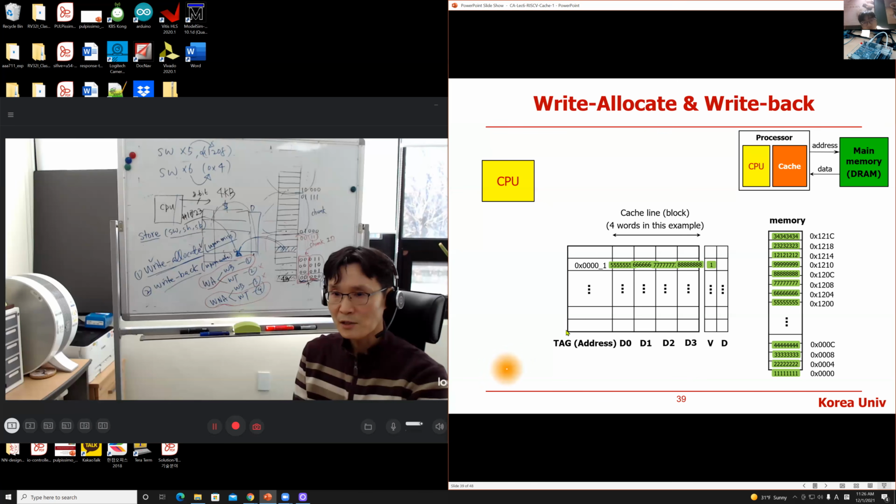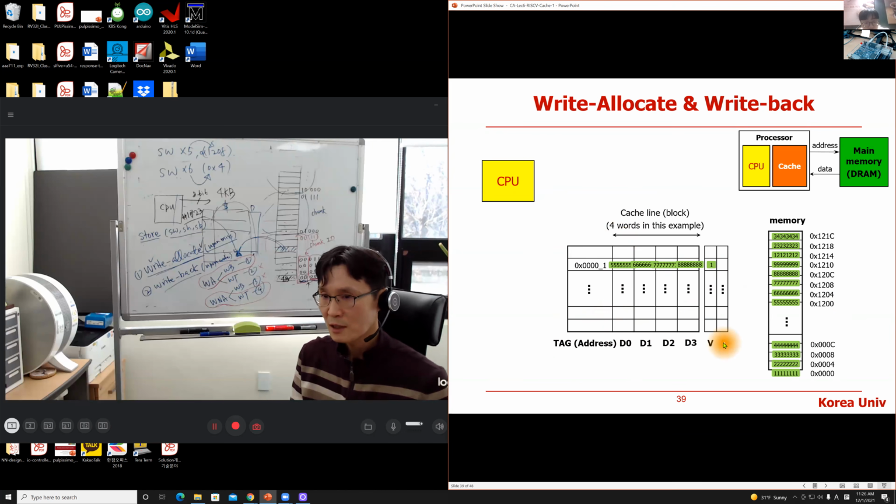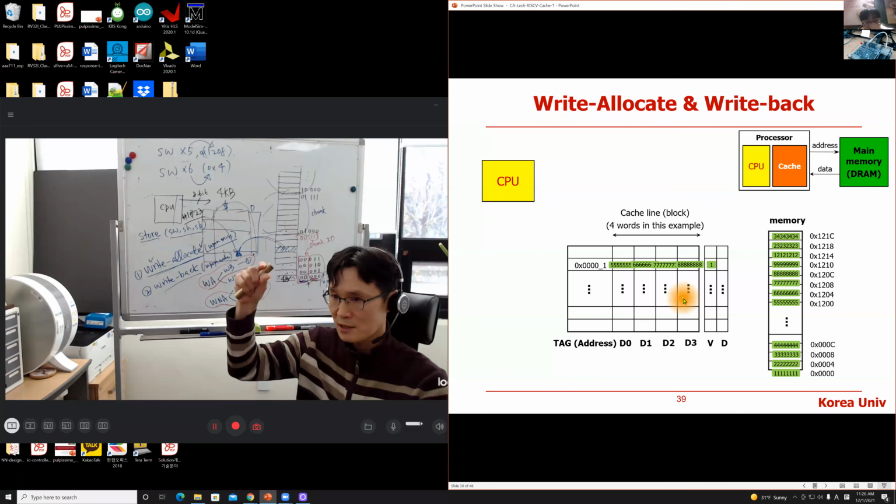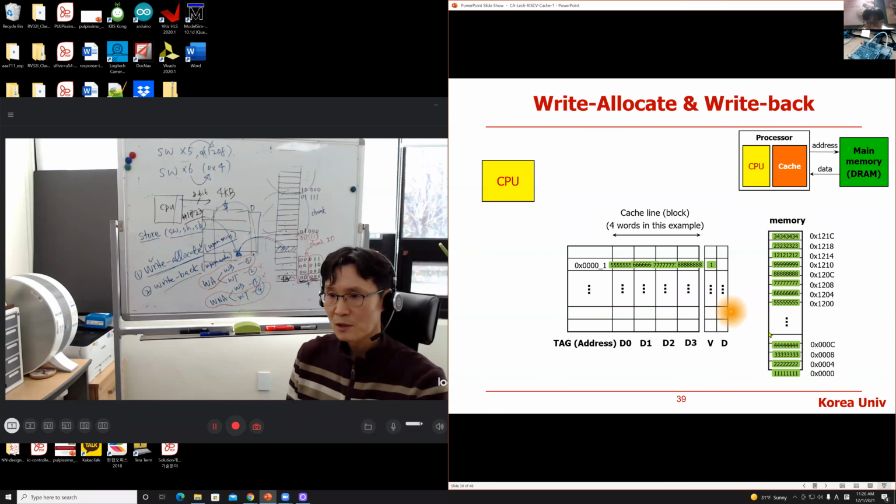So that is the initial state. Cache first. This cache has a cache line size of 16 bytes. Realistic, right? It is exploiting both temporal locality and spatial locality. So 16 bytes, 4 words, in other words. So main memory should be divided into these 16-byte blocks.